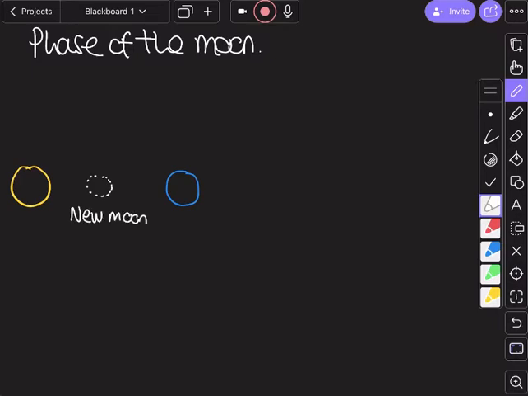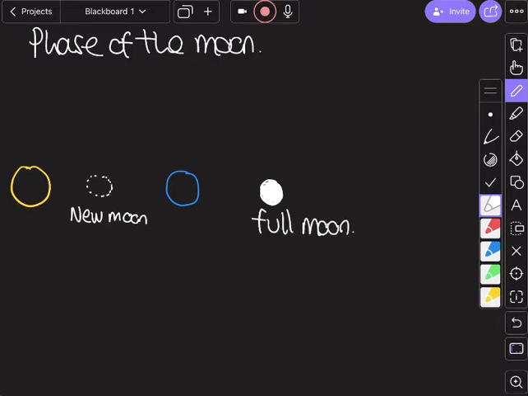And when we see it, it's essentially dark. You can kind of get the outline of the moon, but it's not really there. We are going to go all the way to the other side. So when we see completely bright colored in moon, that is our full moon. So this is a full moon.